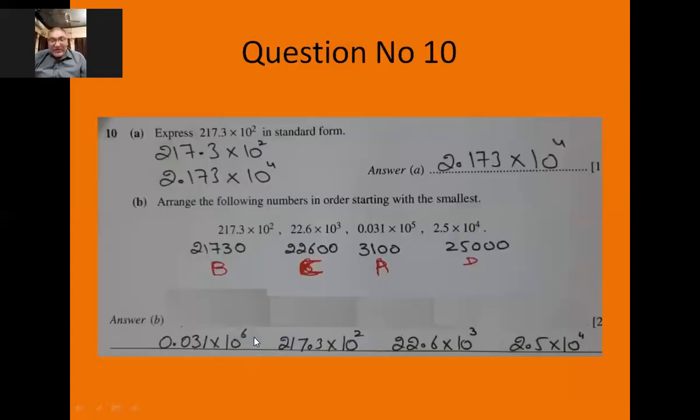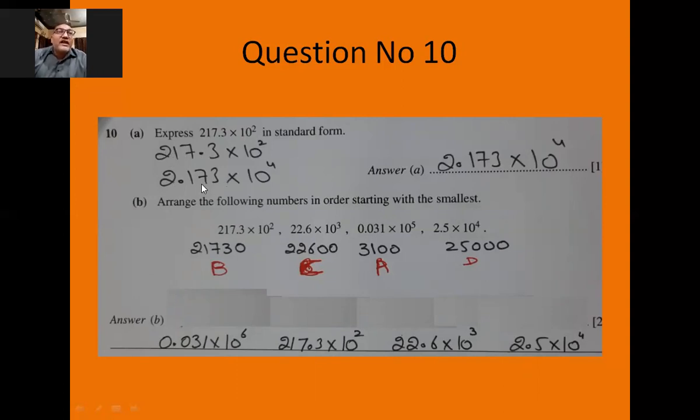Okay, so we are moving to the next question, question number 10. He says express 217.3 times 10 to the power 2 in standard form. You see, this is not the standard form because this number should be more than 1 and less than 10. So I will move this decimal 2 steps to this side. When the decimal moves 2 steps to this side, the power here should increase by 2.